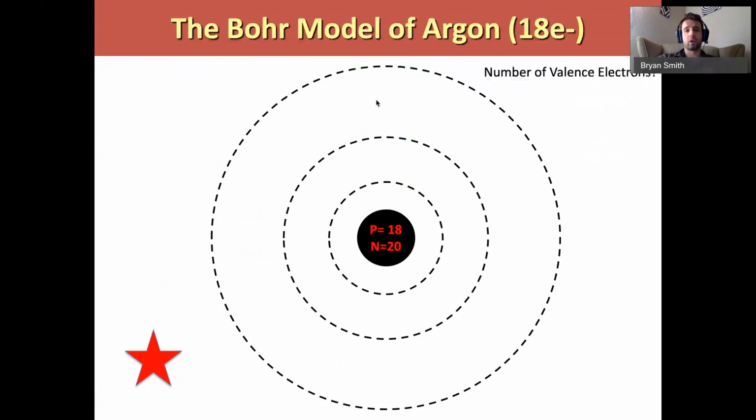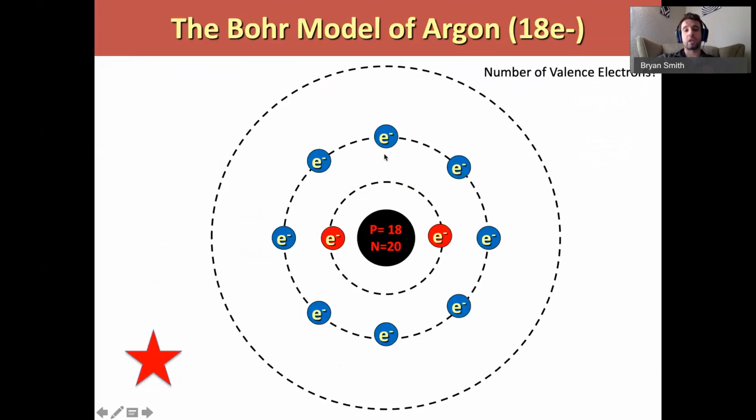Moving on, here's what argon looks like. Argon has 8 valence electrons, with a full first energy level of 2 dots, a full second energy level with 8 dots, 1, 2, 3, 4, 5, 6, 7, and 8, and then a full third energy level again with 8. You'll notice we're drawing out each individual electron. In the middle, I write P equals and how many protons I have, and N equals and how many neutrons I have.